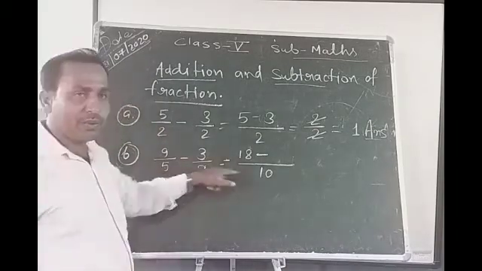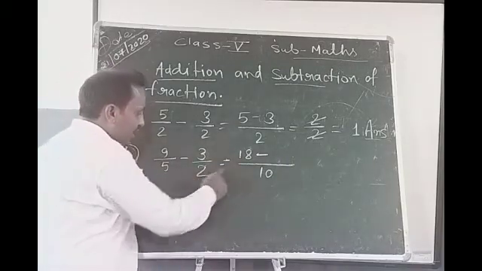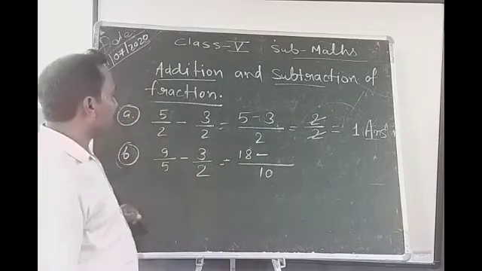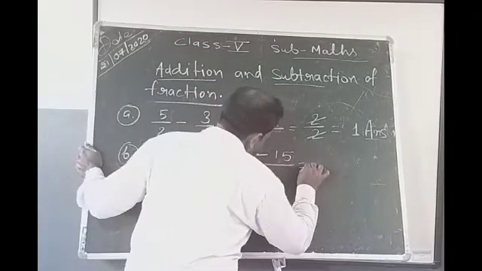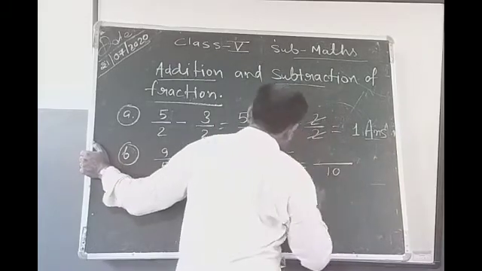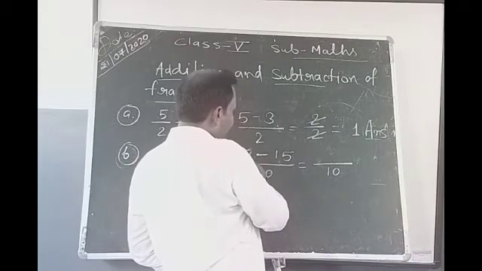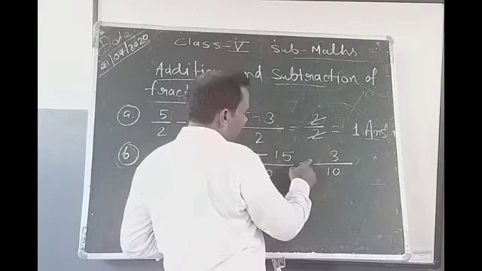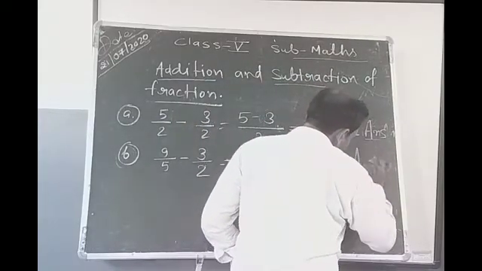Now divide 2 into 10. How many times is 10 coming? 5 times, since 2 fives are 10. When you divide 10 by 2, 5 is coming. So multiply 5 by 3, then 5 threes are 15. So you write 15. And now the last step: you write down the denominator 10, and 18 minus 15. Then 8 minus 5 equals what? 3. 8 minus 5 equals 3, and 1 minus 1 equals 0. So what is the answer coming? The answer is 3 by 10.